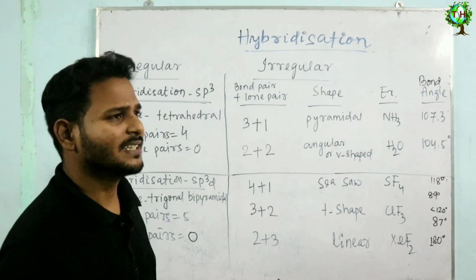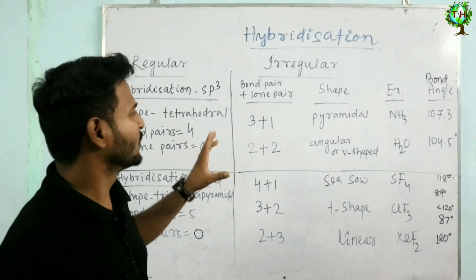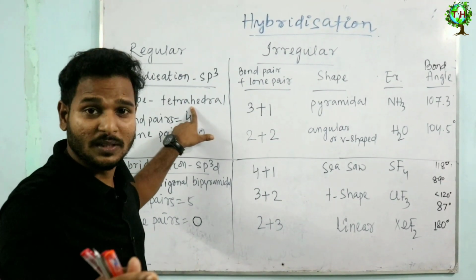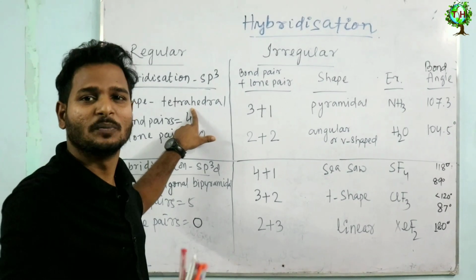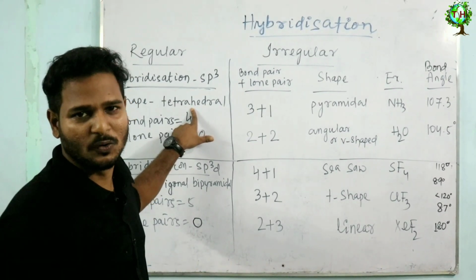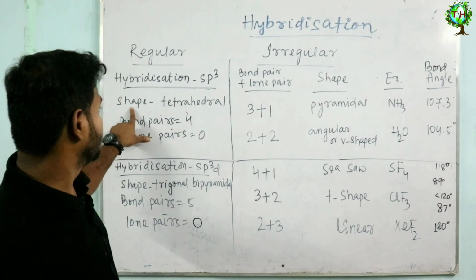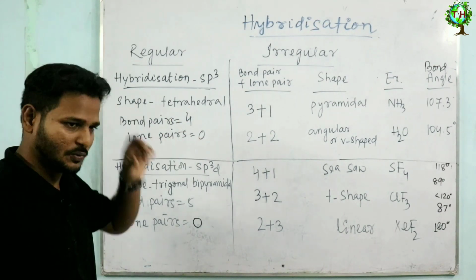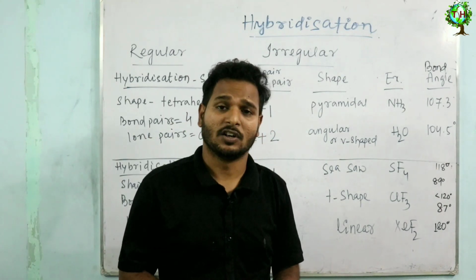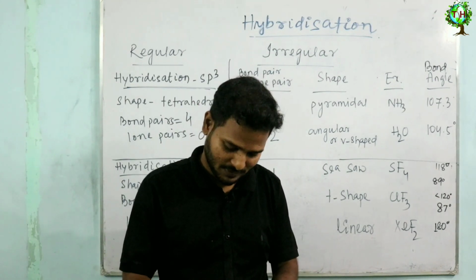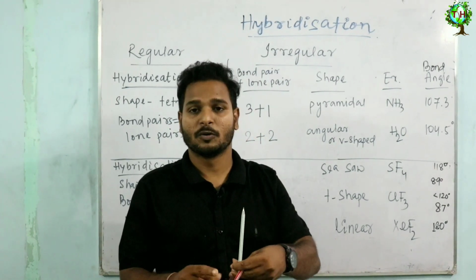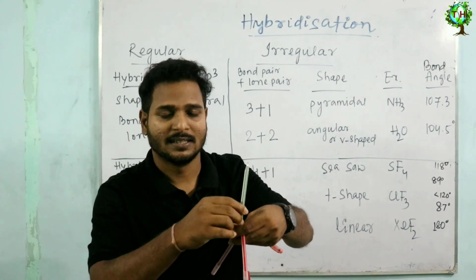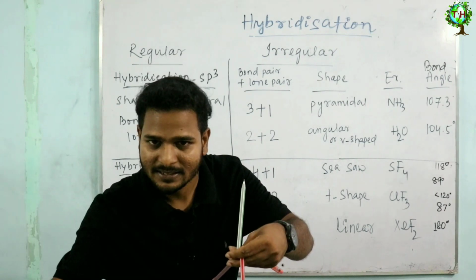In regular geometry, take the CH4 methane molecule, the hybridization is sp3, the shape is tetrahedral. For regular geometry, I already told you that geometry and shape are equal because there are no lone pairs. So for sp3 tetrahedral shape, bond pairs are 4 and lone pairs are 0. This is the structure of tetrahedral. When 4 bond pairs are there, for maximum separation and least repulsion, the angle is 109.28.